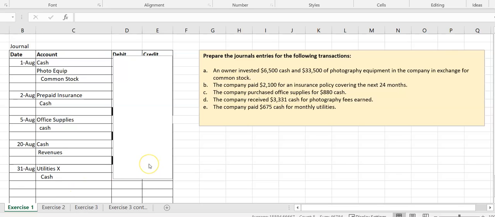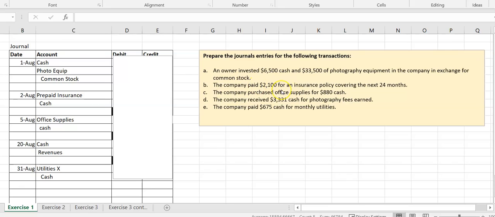Okay, here we go. This is Chapter 2, Participation Points. I'm going to do exercise 1 and 2, and then from there, you should be able to do 3 and 3 continued. Same thing, different numbers, so just watch and listen carefully. We're going to create journal entries. I already have the entries here. You have to decide the amounts.